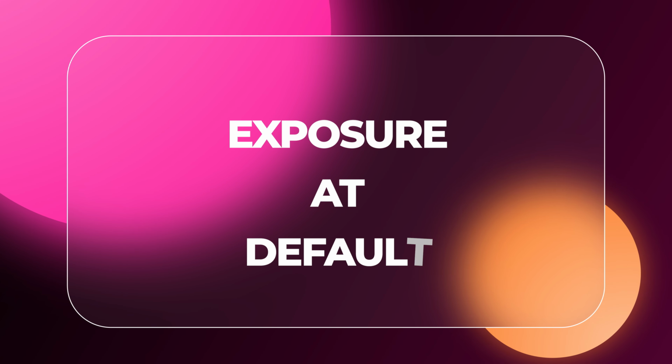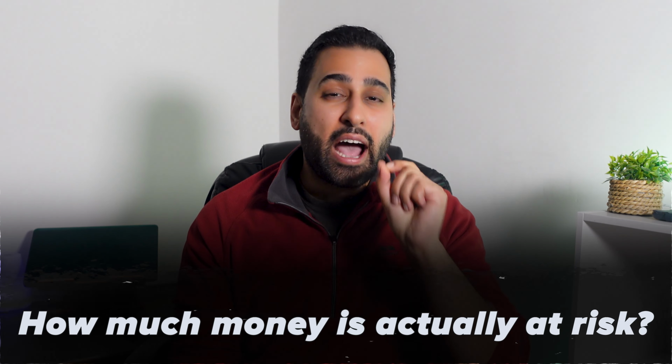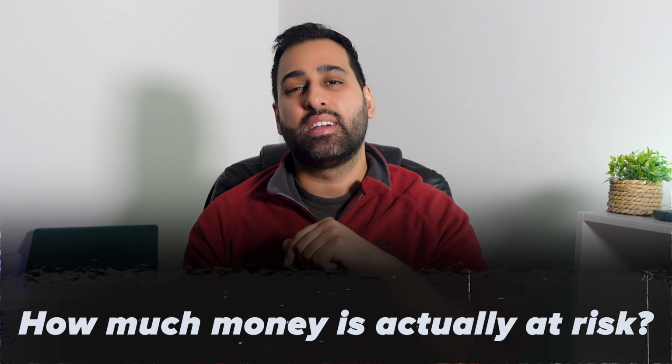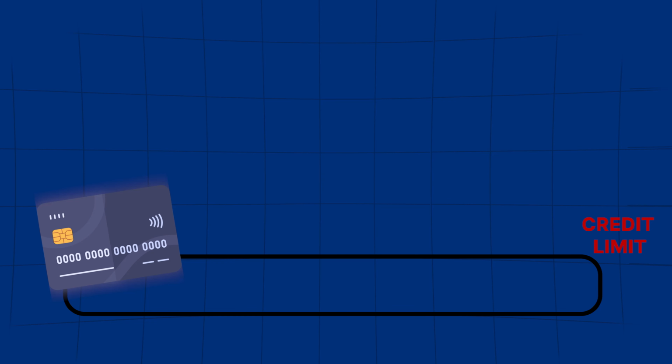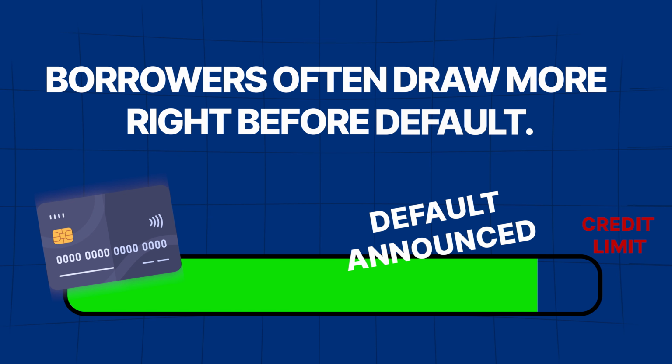But there's going to be one more concept that the interviewer is going to expect from you, and that's exposure at default. So EAD is going to be the outstanding amount at the time of default. It answers the third question of how much money is actually at risk here. For a simple loan, EAD might just be the outstanding balance at the time of default. But for credit cards or revolving facilities, which are very common in businesses, borrowers often end up drawing more right before the default. And that's why they model EAD instead of assuming today's balance is the loss.